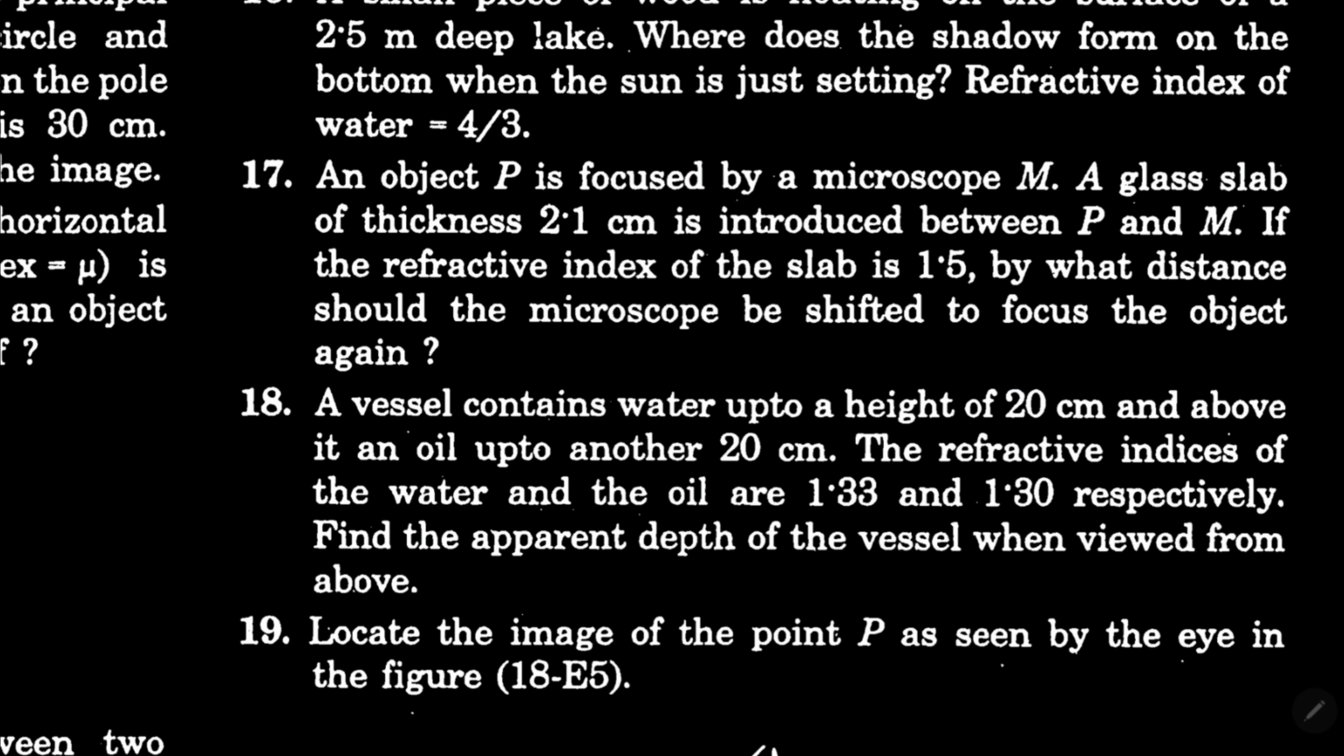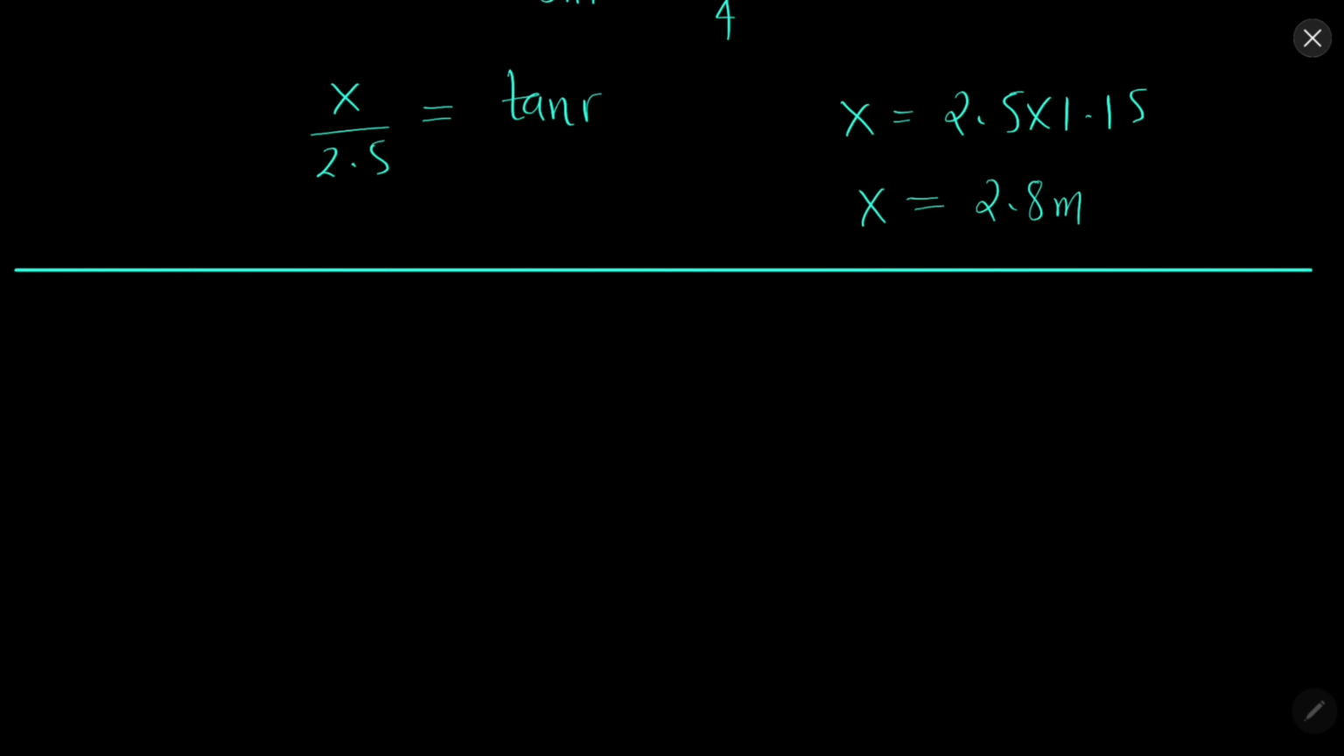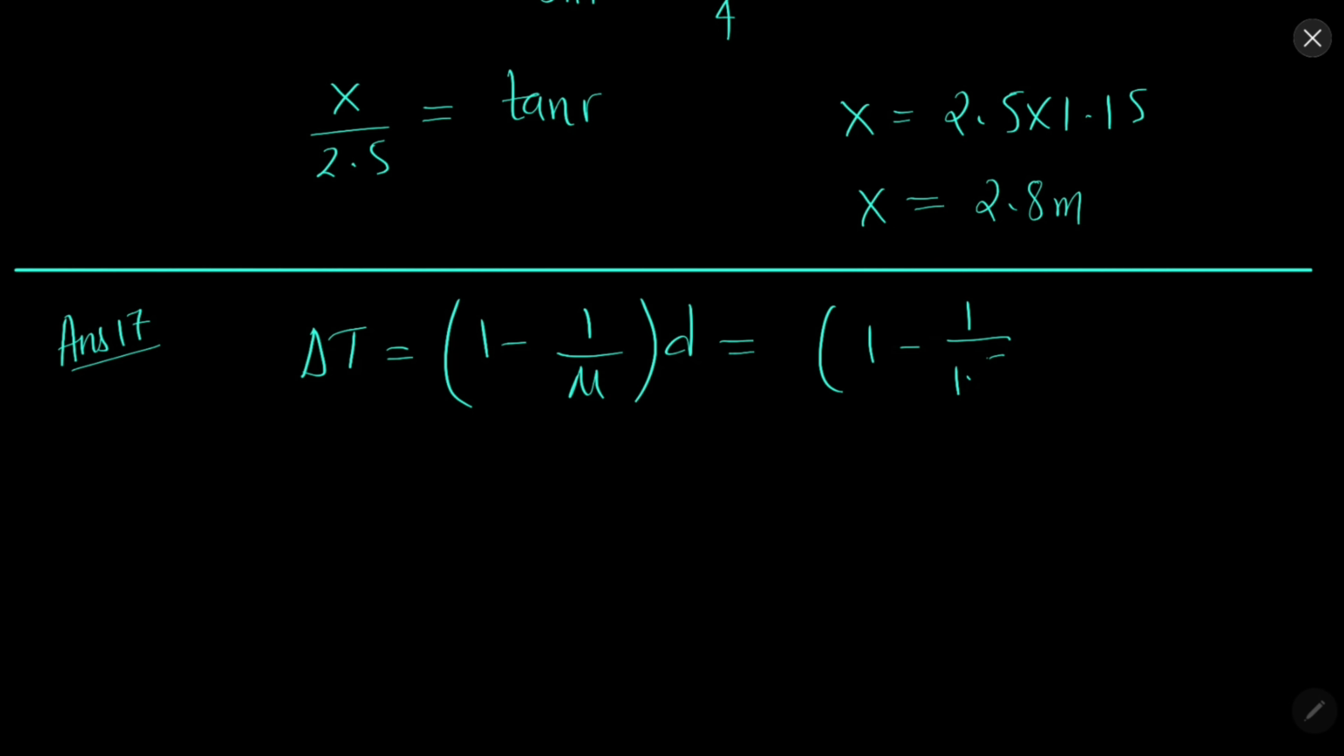In question 17, an object P is focused by microscope M. What distance should the microscope be shifted to focus the object again? Solution 17. So del T equals 1 minus 1 over mu into D, 1 minus 1 by 1.5 into 2.1, 0.7 centimeter.